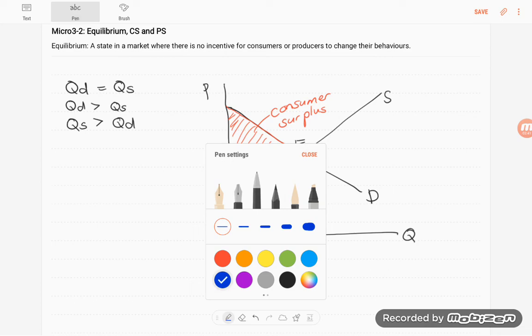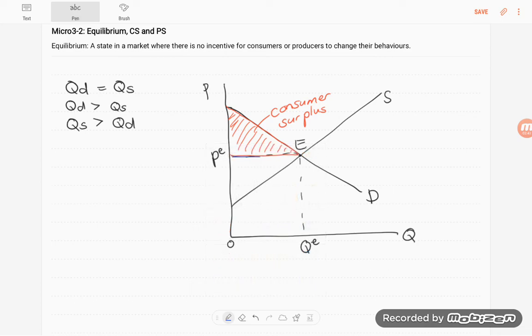Producer surplus tells us the difference between the price that producers receive and the price at which they are willing to sell different quantities. That tells us it's the difference between the equilibrium price and the supply curve. So the area below equilibrium price and above the supply curve is our producer surplus.